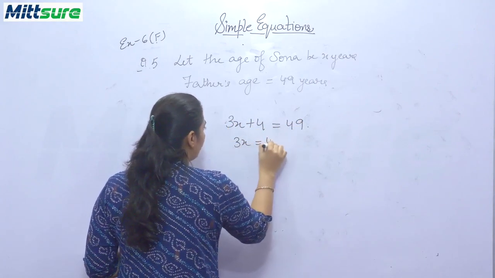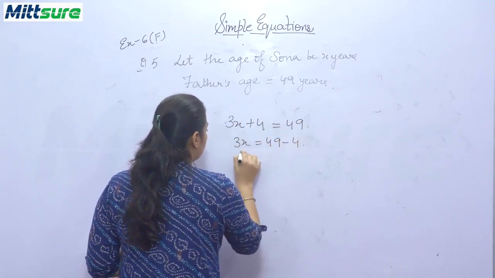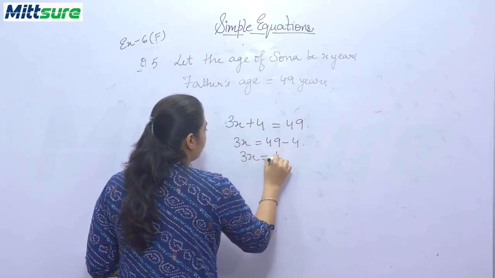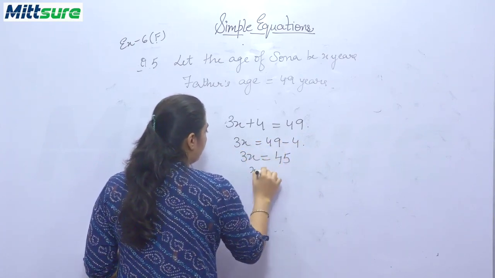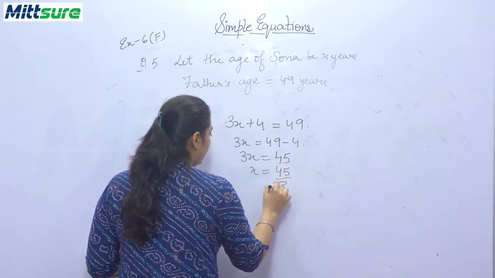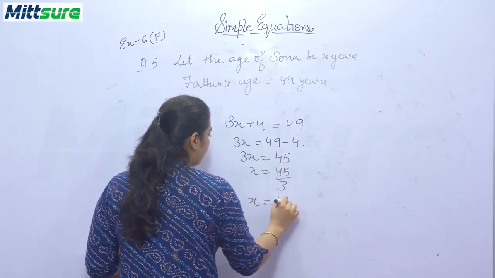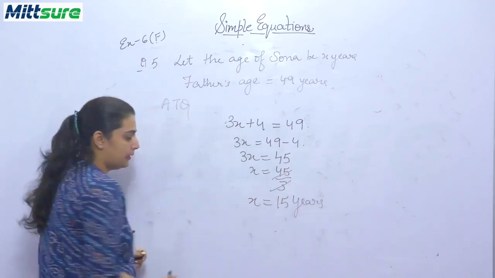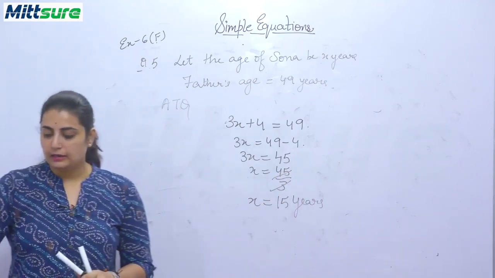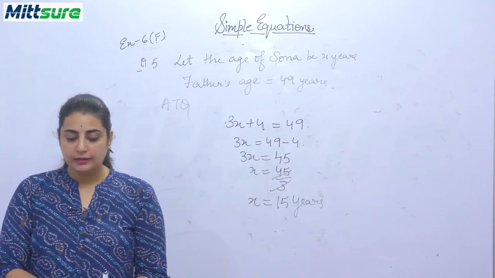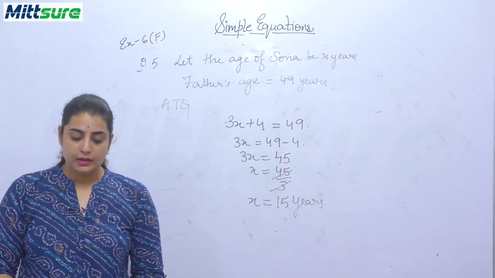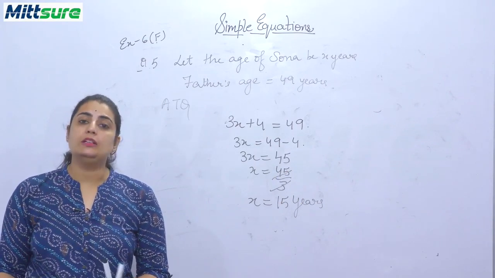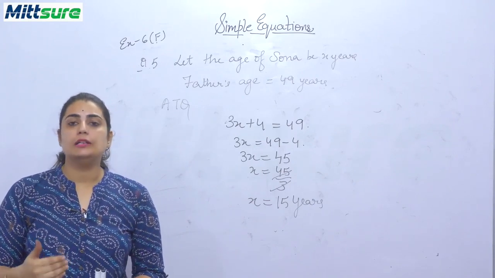3x equals 49 minus 4. 3x equals 45. x is equal to 45 upon 3, and you get the value of x as 15 years. So the age of Sona is 15 years. Now let us see what is the option for that. That option is B. So here we come to the end of the chapter. Let us move on to the next topic.